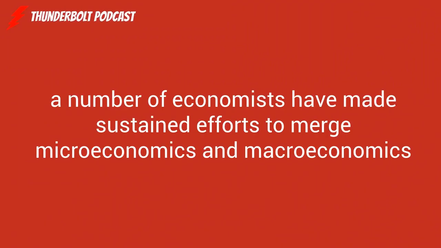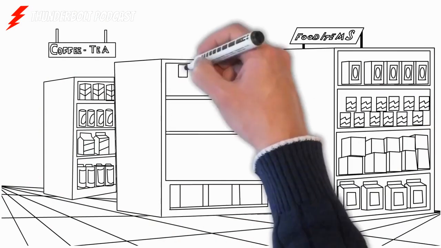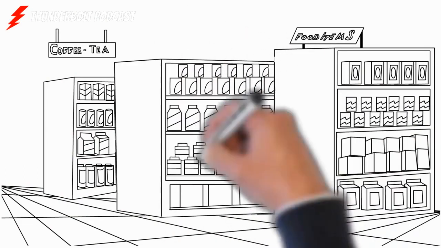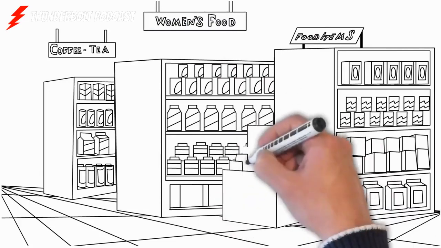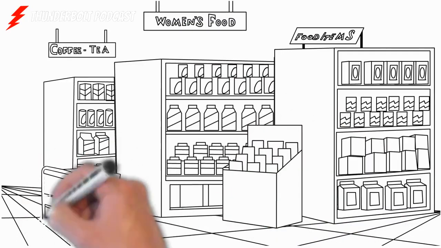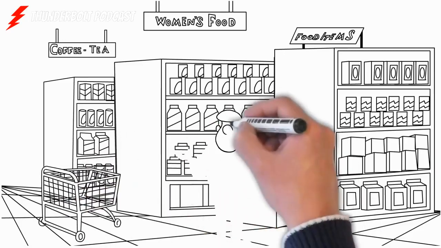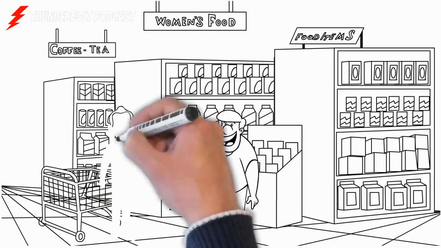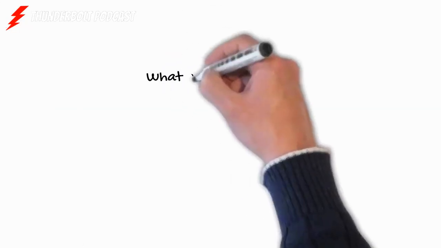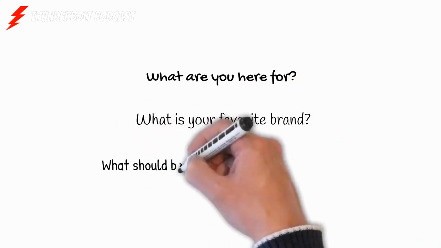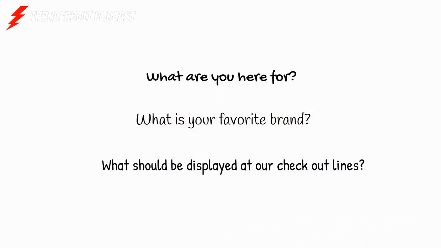So, yeah. Here in the passage, it says, a number of economists have made sustained efforts to merge microeconomics and macroeconomics. What would be some examples of that? I would put an example of, let's say, eMart. eMart sometimes hosts a survey for consumers to collect big data from their customers. So they will ask questions like, what are you here for? What kind of products do you usually look for? Or what brand do you prefer? Or what should be displayed at the front desk?